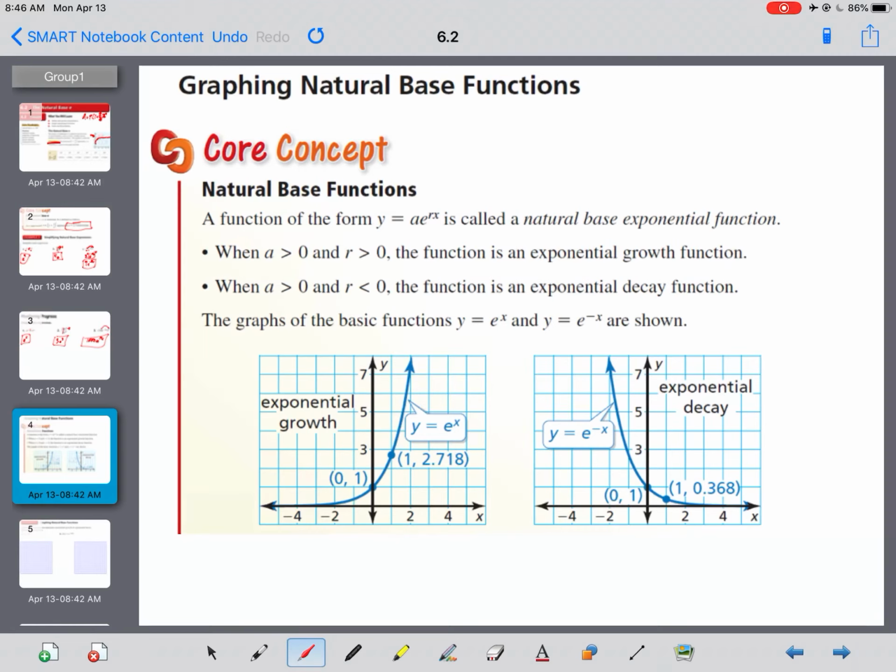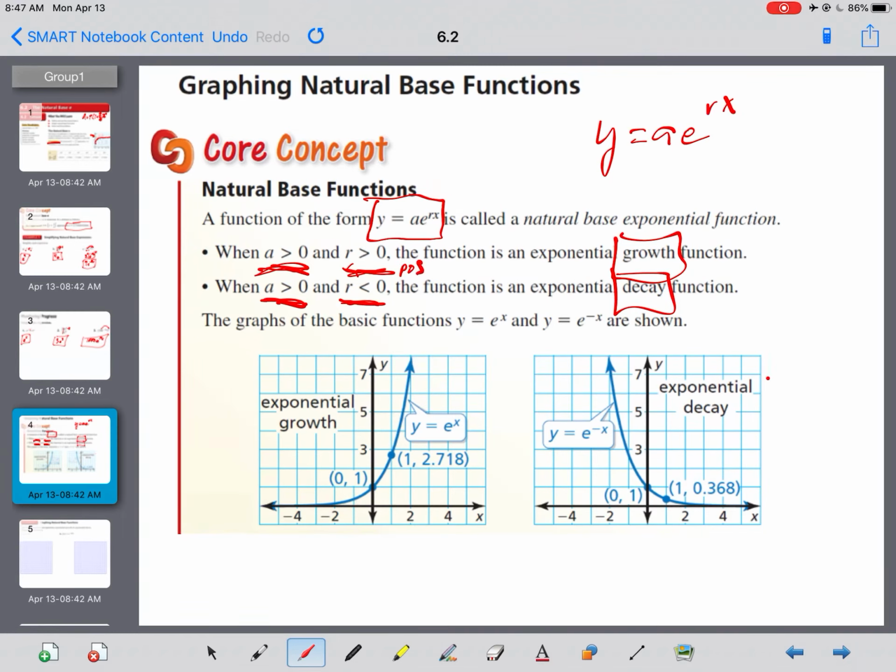Just like that. When we start looking at graphs of these, a function in the form y equals a e to the rx is the parent function of the natural base form. When a is greater than 0 and r is greater than 0, so when a is positive and r is positive, it's a growth function. When a is greater than 0, positive, and r is less than 0, negative, it is decay. So you're looking at r. If this is positive, it's growth. If this is negative, it's decay.